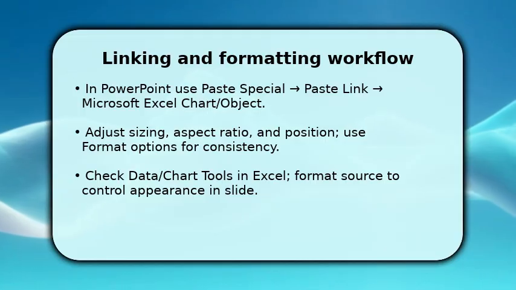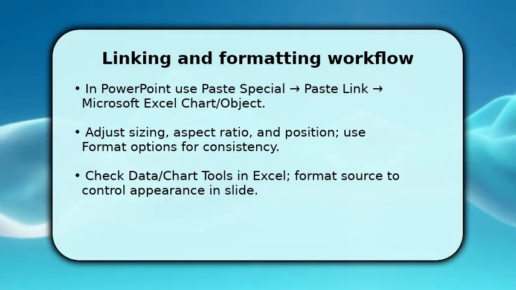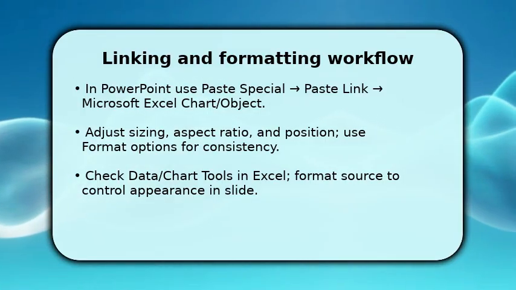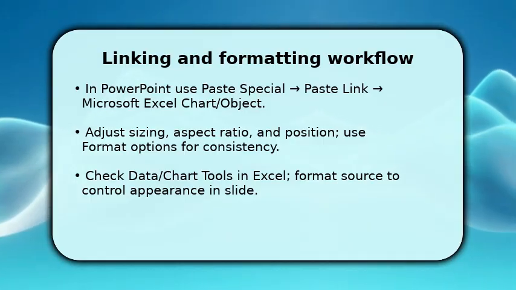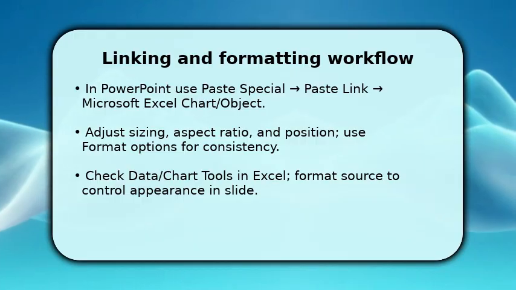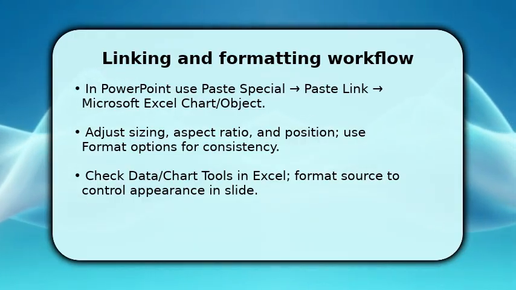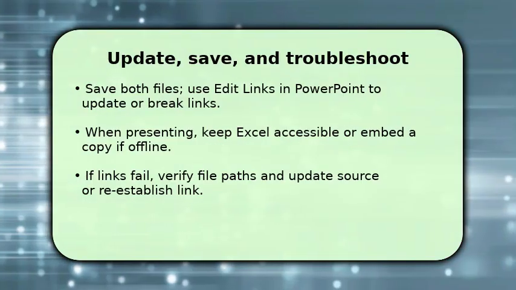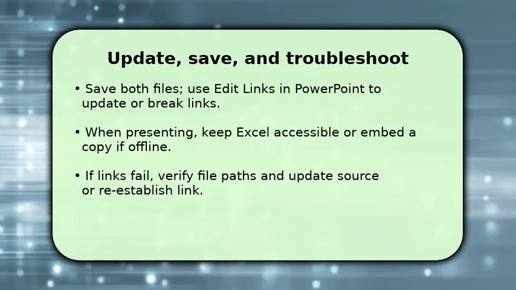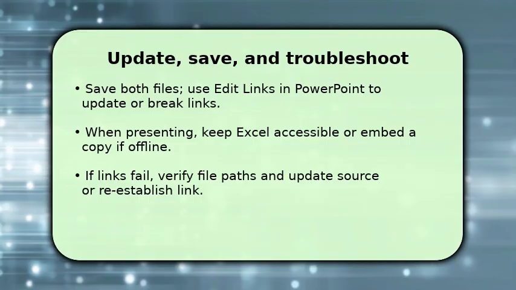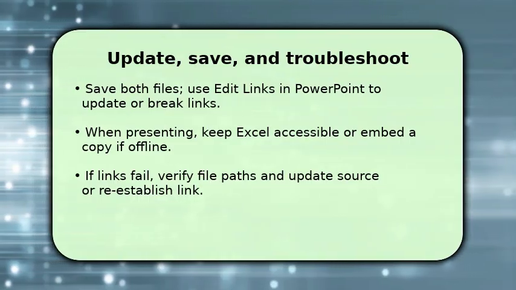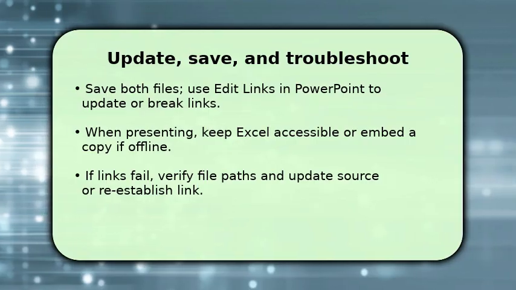Once linked, return to Excel's data or chart tools to adjust values, labels, and formatting. These source changes are what drive the slide update, so tune the source until the slide looks exactly as planned. To finish, save the Excel workbook and then save the PowerPoint so the link metadata is recorded. Use File, right arrow, Info, right arrow, Edit links to see status and force updates.